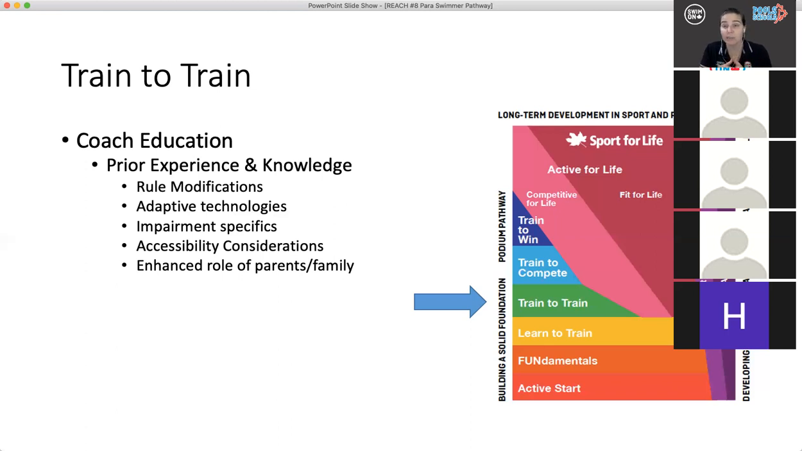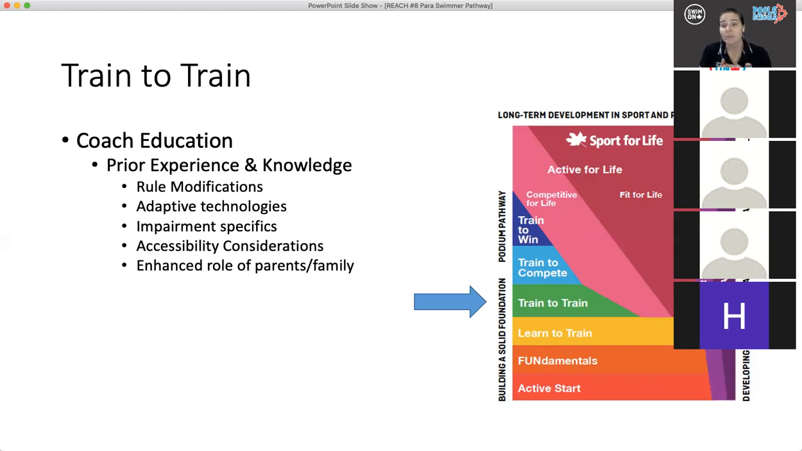And coaches need to be aware of where to find the information. We cannot expect coaches, and I would never expect coaches to know everything about every impairment, but coaches need to be supported in knowing where to find those resources. And that is part of my position, my role.